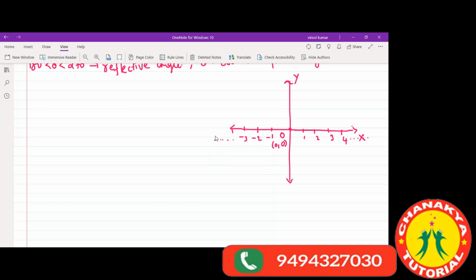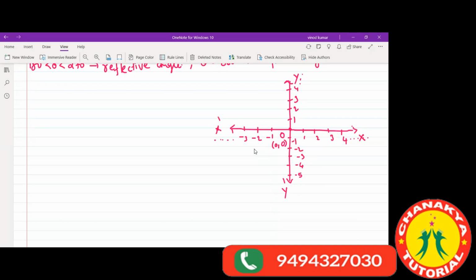So this is the negative x-axis, that is x dash, and the upper part of the y-axis is positive. The lower part is negative. The lower part is the negative y-axis, the upper one is the positive y-axis, and this is y dash. So this is x-axis, this is y-axis, x dash x and y dash y.